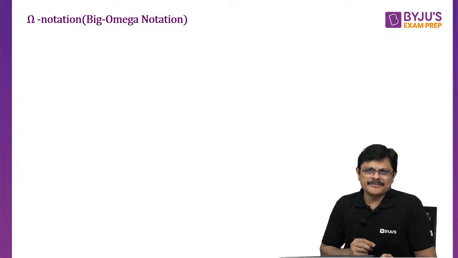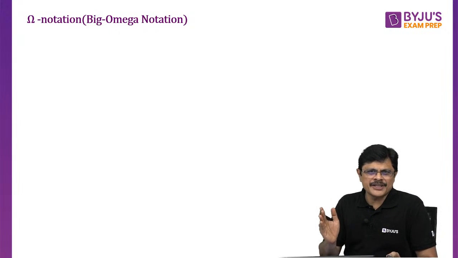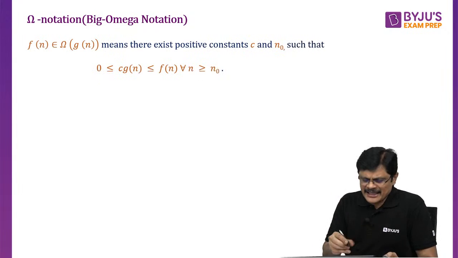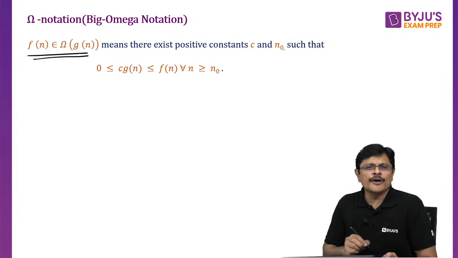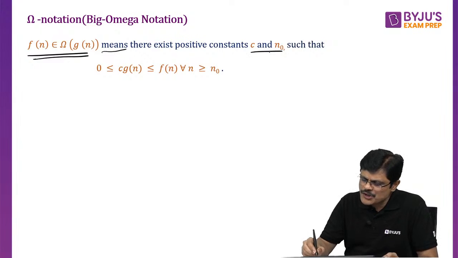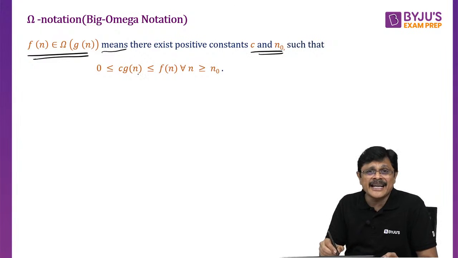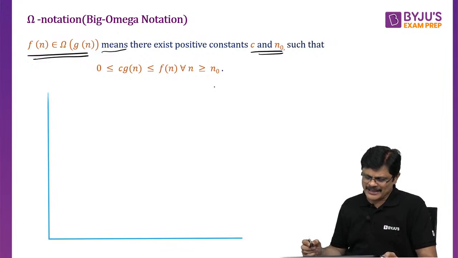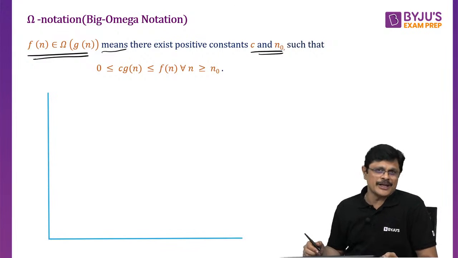Now the definition. So you understand what is big omega notation? We say that f(n) belongs to big omega of g(n). What is the meaning of that? We can find positive constants C and n naught such that C times g(n) is less than or equal to f(n) for all n greater than or equal to n naught. So let us try to understand this visually.